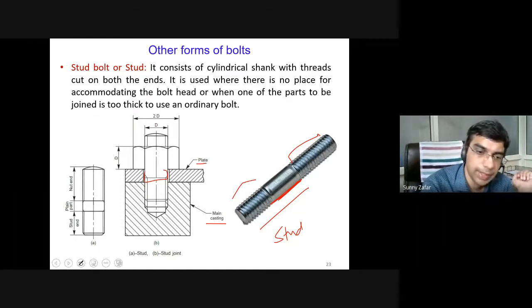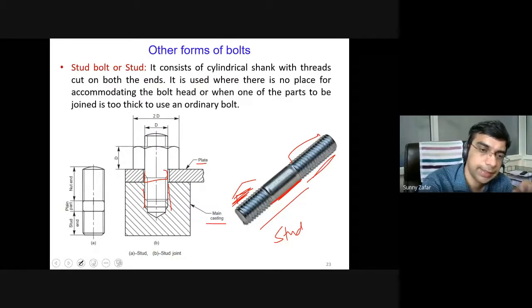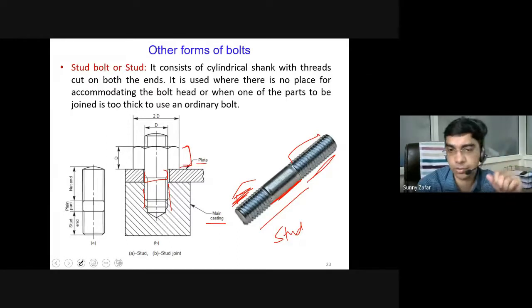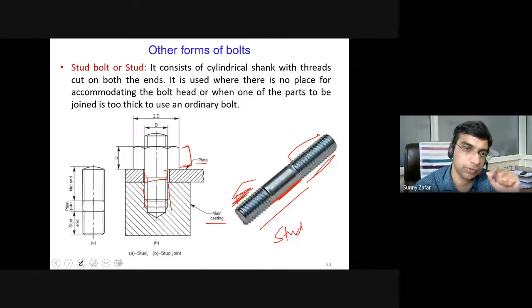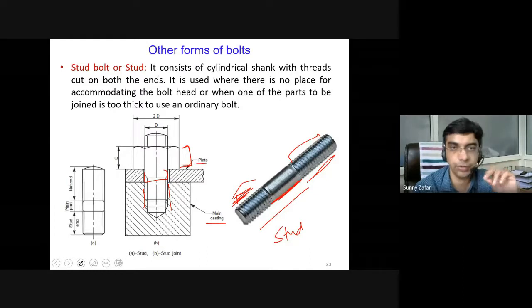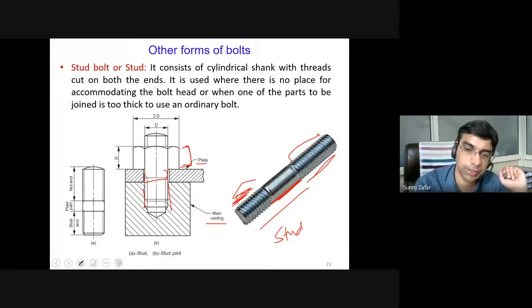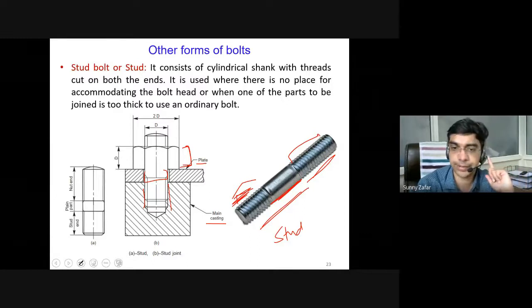In the main casting, there is a tapped hole in which the lower threads tighten up, and then this plain part will come, and the top part of the stud will be tightened up with the plate and locked using a nut. So we use a nut separately here to tighten it up. There are situations where you cannot accommodate a bolt head, and in such situations we try to use this stud. So you should know the difference between a stud and a bolt.